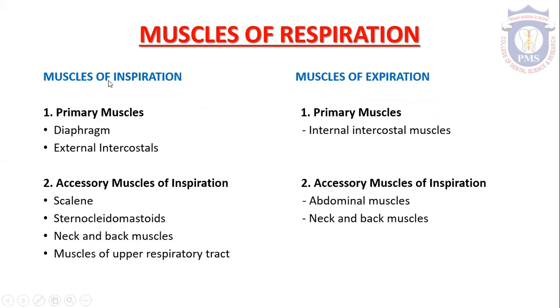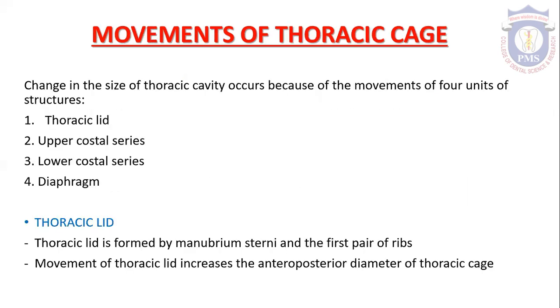The muscles that help in inspiration are called inspiratory muscles, and the primary inspiratory muscles are the diaphragm and external intercostals, and the inspiratory accessory muscles are scalene, sternocleidomastoid, neck and back muscles, and muscles of the upper respiratory tract. Similarly, the primary muscles that help in expiration are the internal intercostal muscles, and the expiratory accessory muscles include abdominal muscles, neck and back muscles.